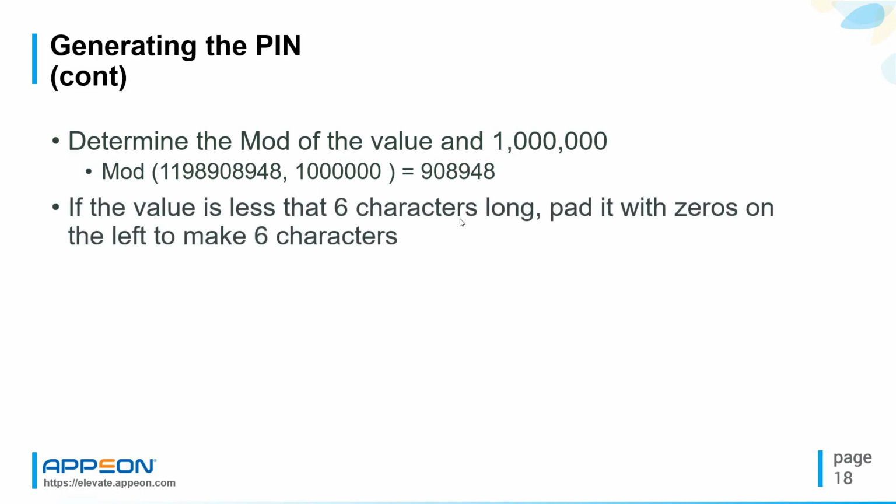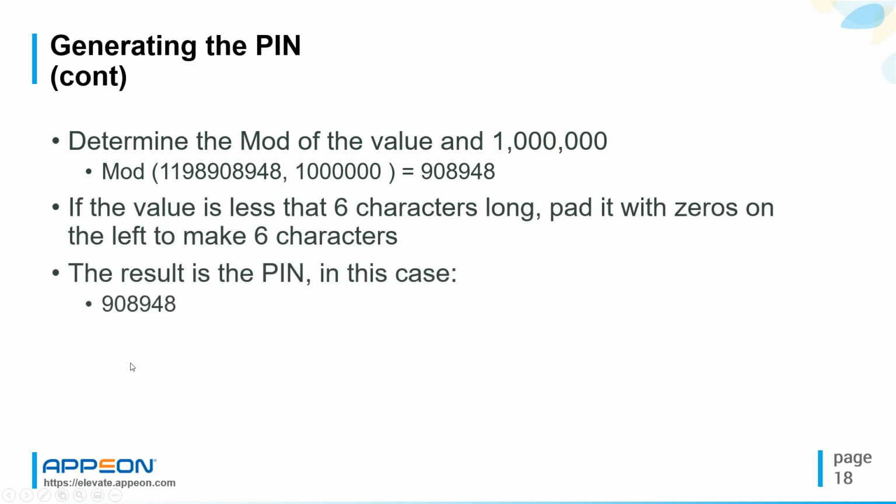So that's the pin value, and if it's less than 6 characters, we pad it with zeros to make sure that it's 6 characters. In this case, it was 6 characters already, so the pin value we got was 908,948. So that kind of explains the process. Now, as I said earlier, we're going to look to see how we do it in PowerBuilder, but that's actually the next section where we go deep in the weeds here.